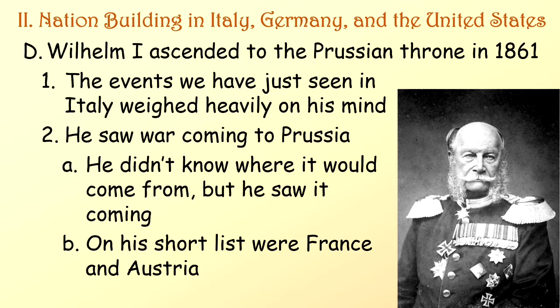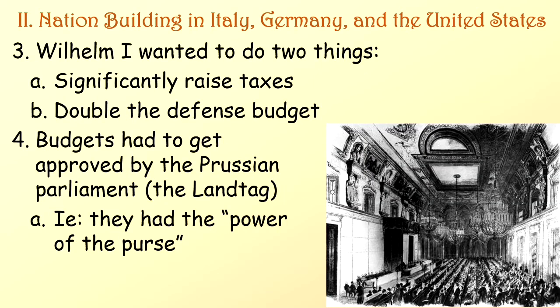The events that we've just seen in Italy weighed heavily on his mind. He saw war coming to Prussia. He didn't know where it would come from, but he did see it coming. On his short list were France and Austria. Wilhelm I wanted to do two things. Number one, significantly raise taxes, and number two, double the defense budget.